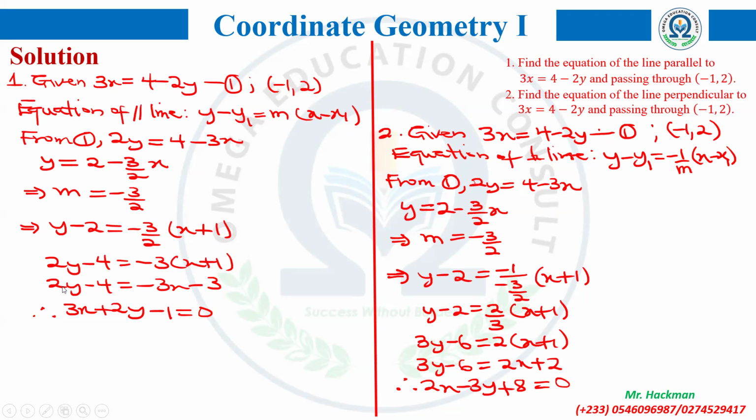And remember, I said this: your equation must be left in which form unless otherwise stated? Can someone help me? Hello, are you with me? Which form should you leave your equation unless otherwise stated? Okay, Amma. Standard form.